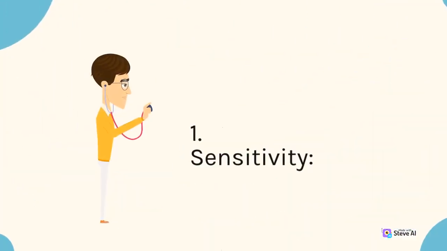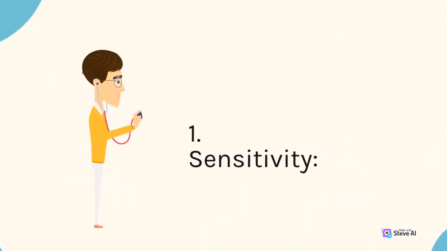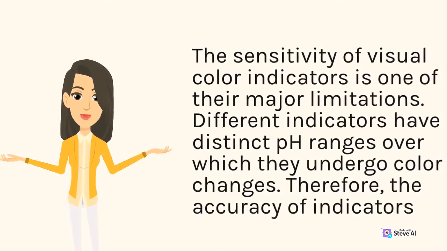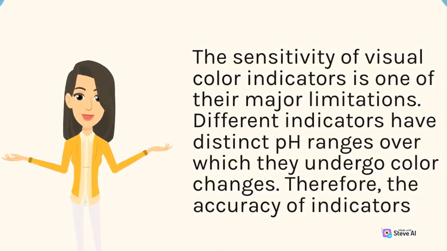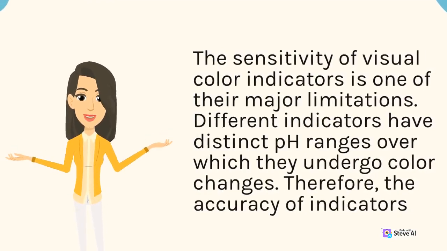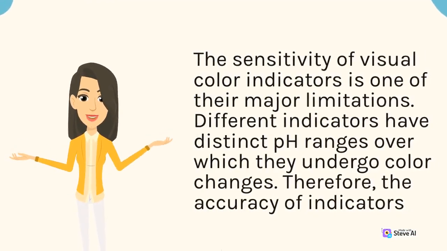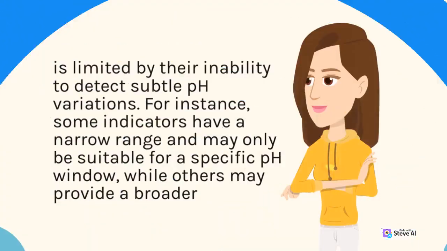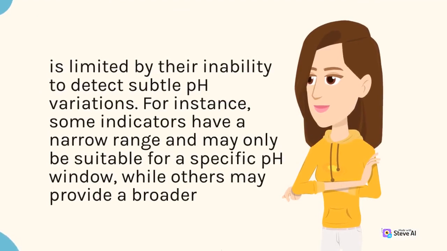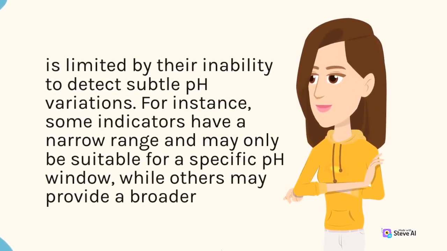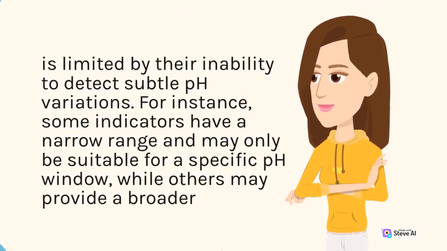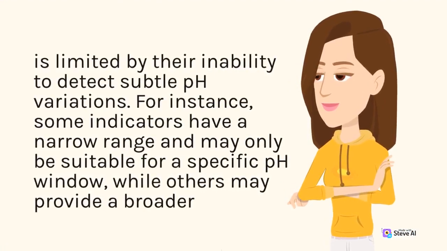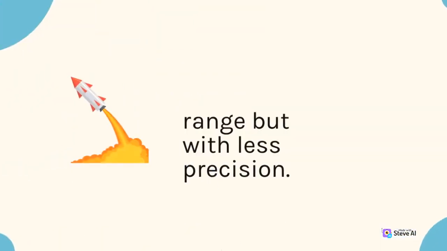1. Sensitivity. The sensitivity of visual color indicators is one of their major limitations. Different indicators have distinct pH ranges over which they undergo color changes. Therefore, the accuracy of indicators is limited by their inability to detect subtle pH variations. For instance, some indicators have a narrow range and may only be suitable for a specific pH window, while others may provide a broader range but with less precision.